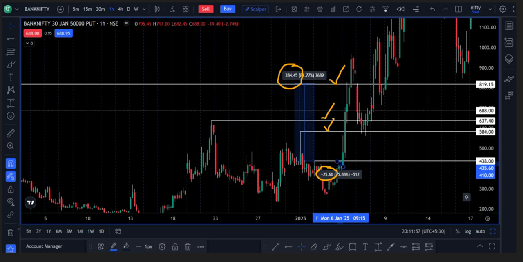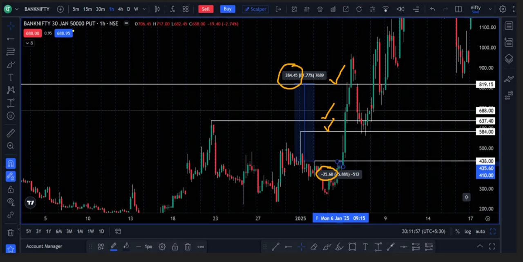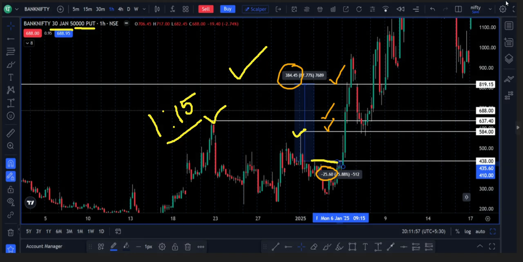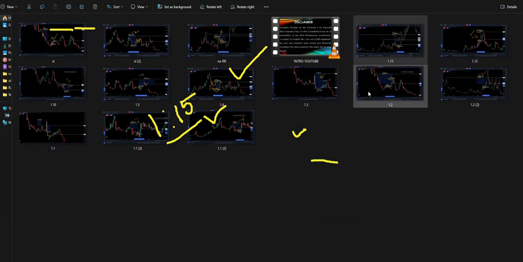So here you can see the first opportunity that was created was on the 50,000 put, which happened on 6th of January. When it broke the previous day high, it went on to achieve all the targets 1, 2 and 3 respectively, with a risk to reward of 1:15. Okay, so this was the first opportunity, created on the 50,000 put. Okay, let's look into the next opportunity.